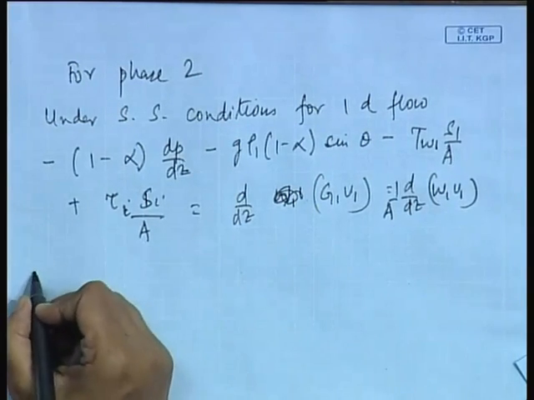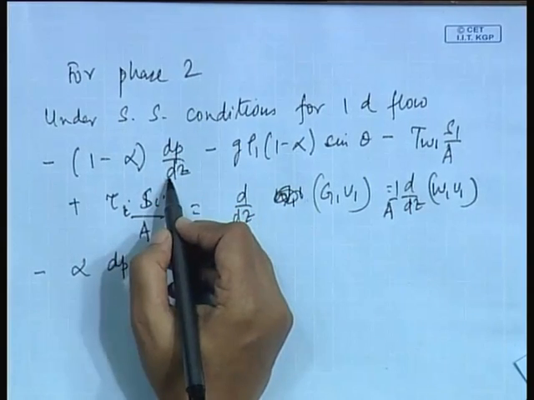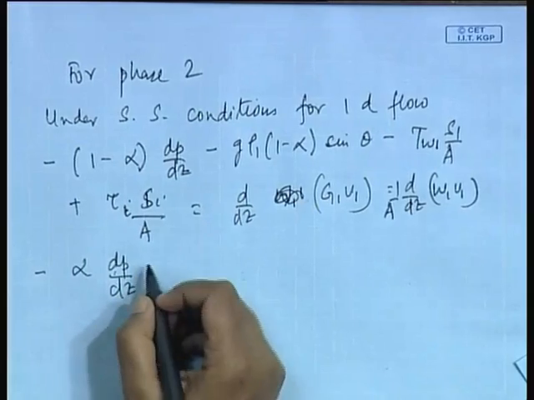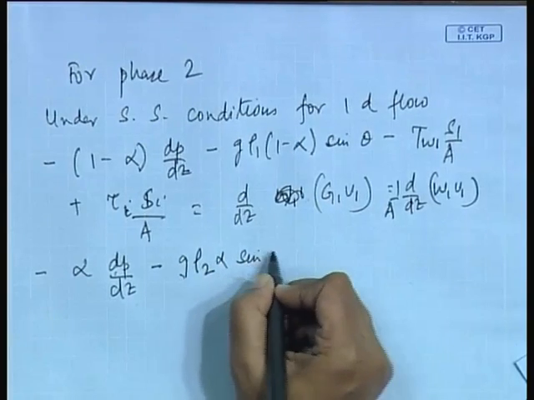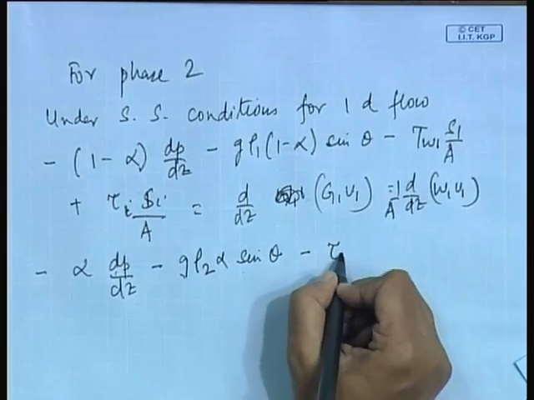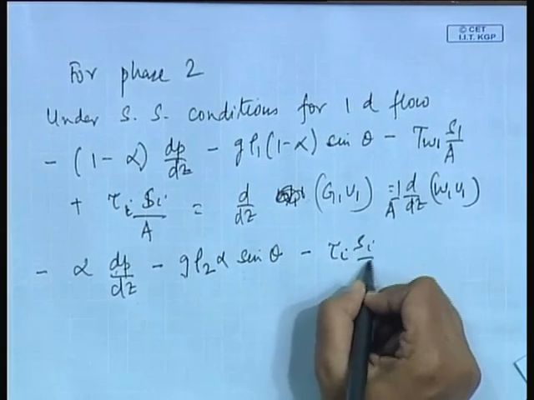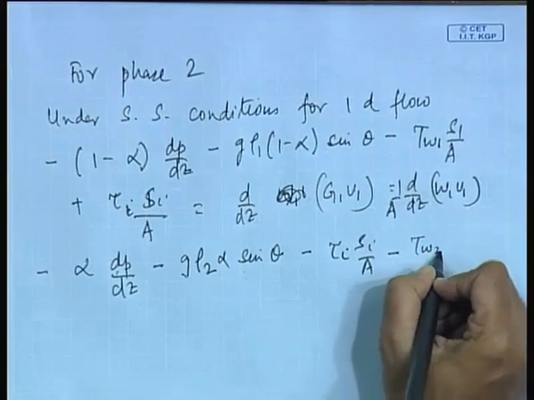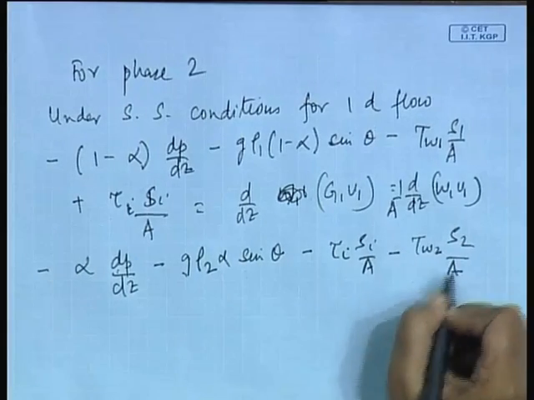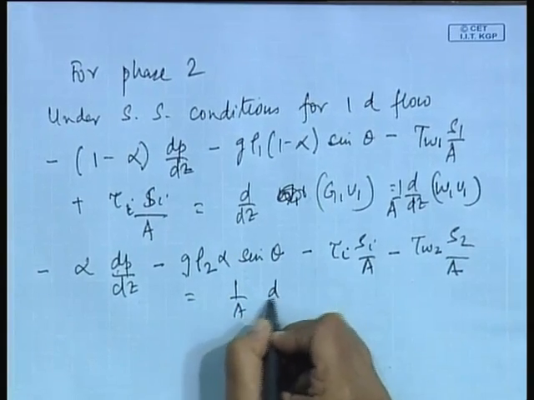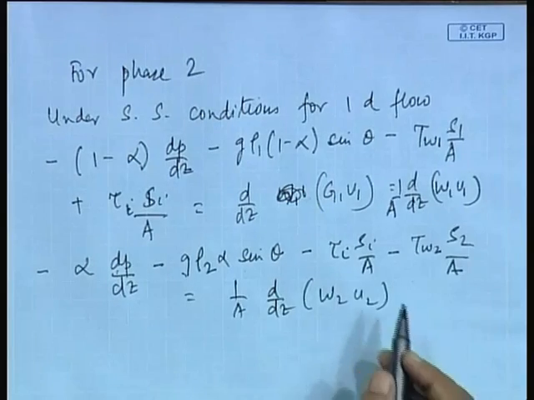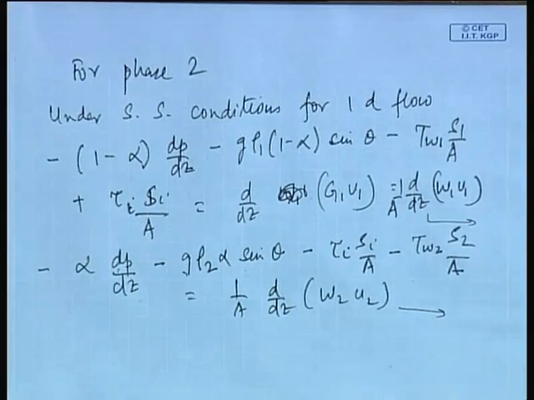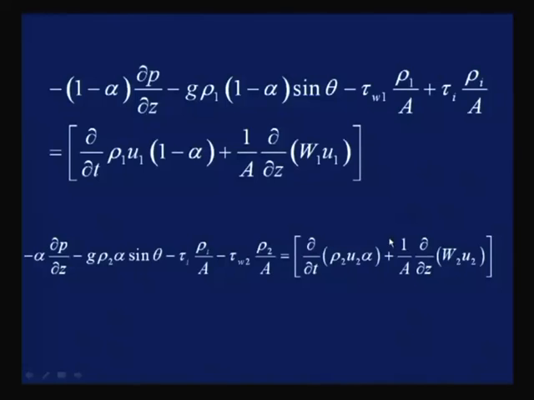Fine. Similarly, for phase 2 also we can write down, remember all the deltas have become d's. Please remember these things. So g rho 2 alpha sin theta minus tau i s i by a minus tau w2 s2 by a is equal to 1 by a d/dz of w2 u2. Fine. Now these are the two equations that we get, obtained by cutting out the del/del t terms.